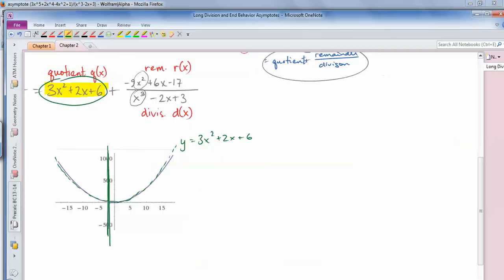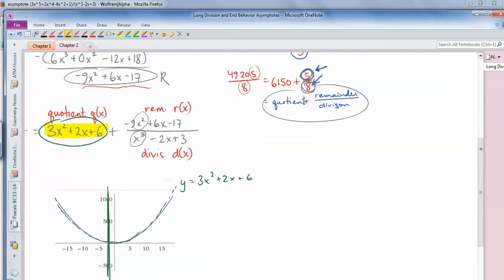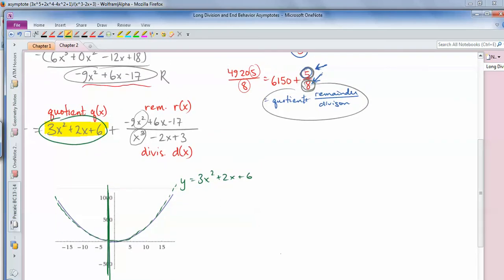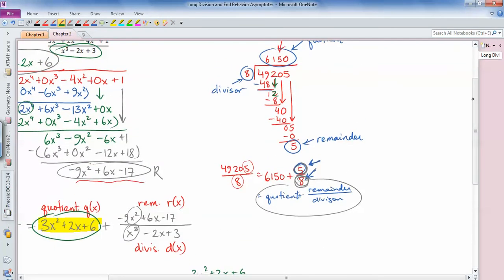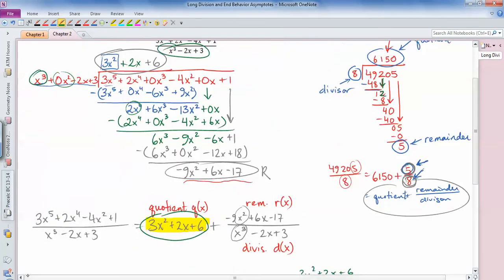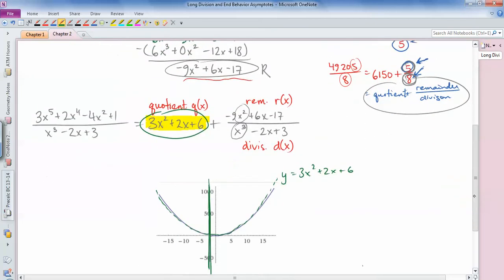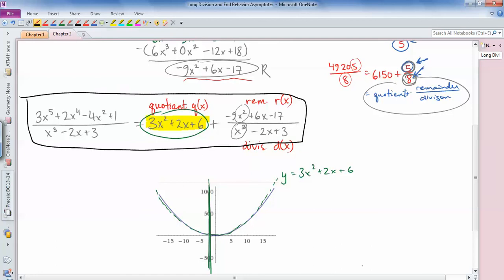So let's go back to the division problem, right? Here's the answer that we got. Let me scroll back over here. So in the problem that we did, we rewrote it right here, right? That's the problem we rewrote.